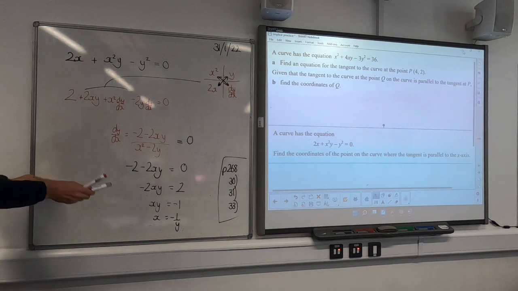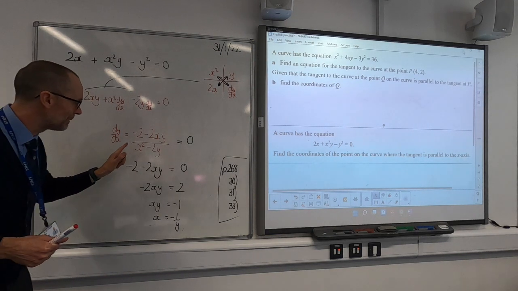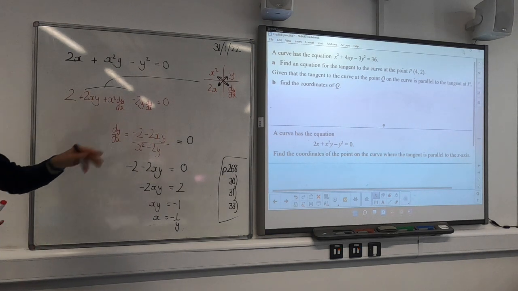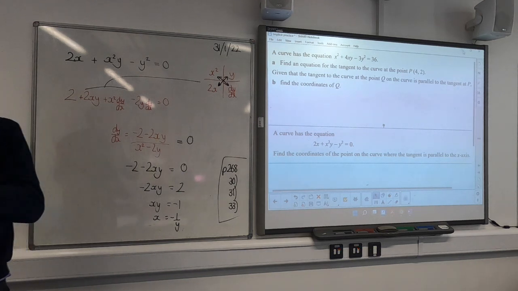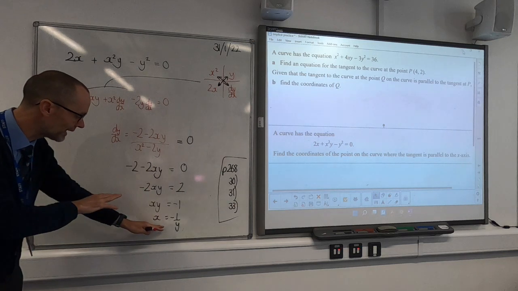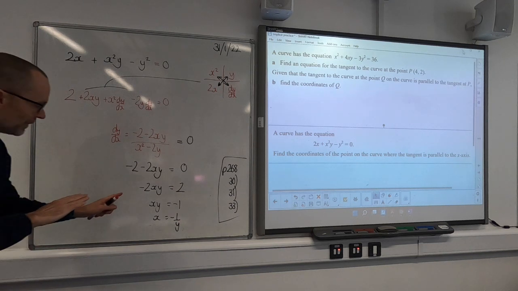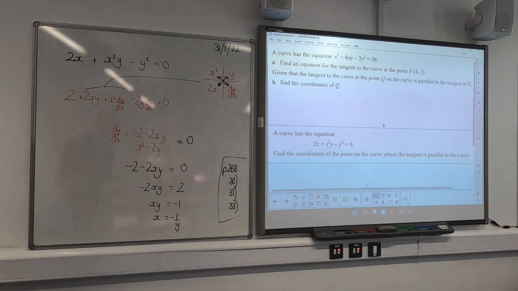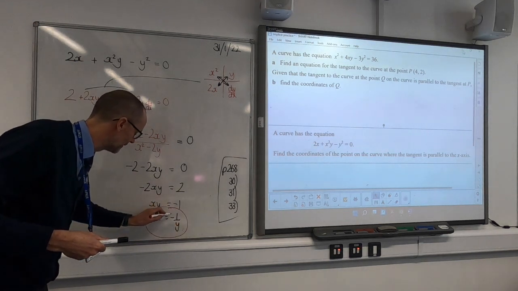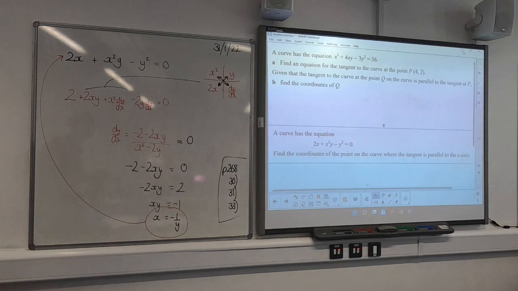Anyway, return to this question. Because I've got x and y in my numerator, I can't get a nice satisfactory value for x or y. I end up with this relationship again. So I know that where the gradient is 0, this is true, but that doesn't tell me anything about it. So what I need to do, surprise, surprise, is go back to the original function.